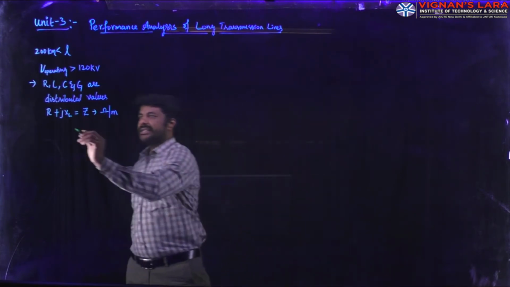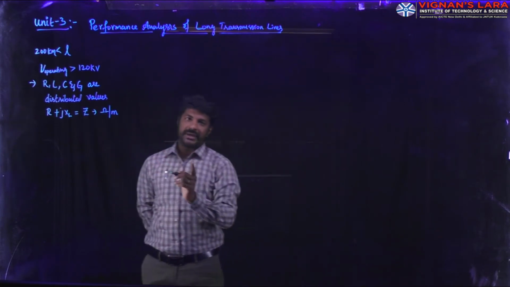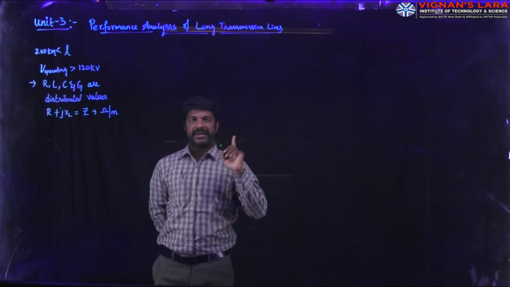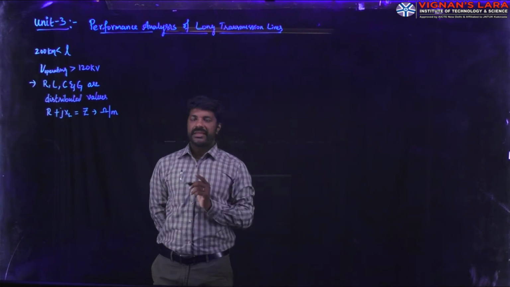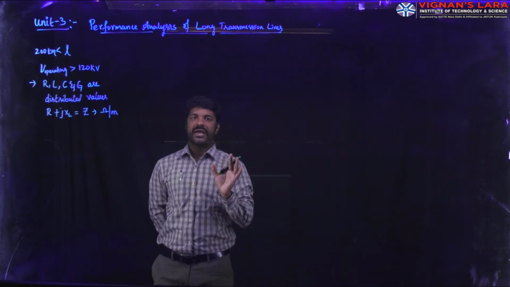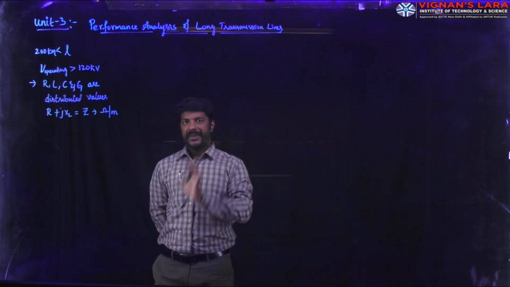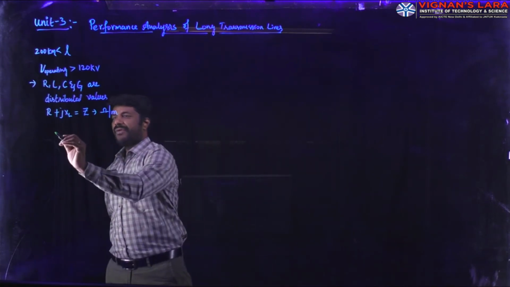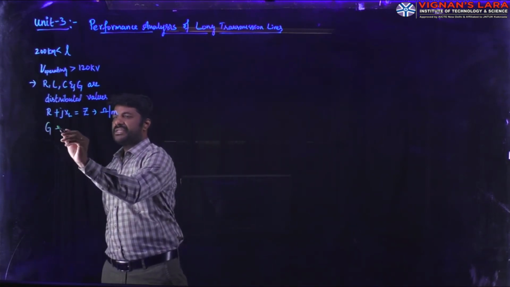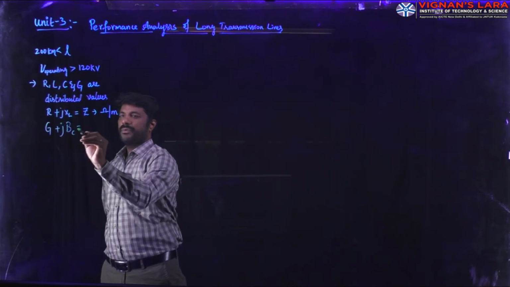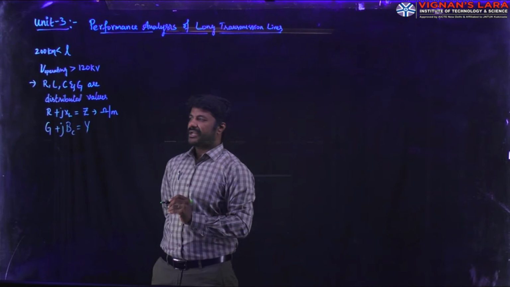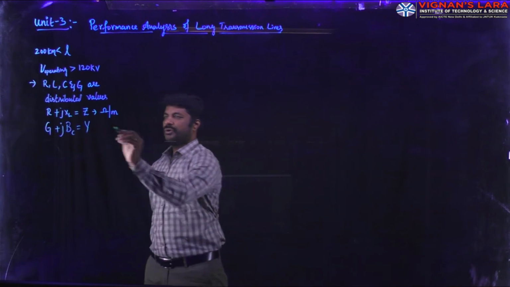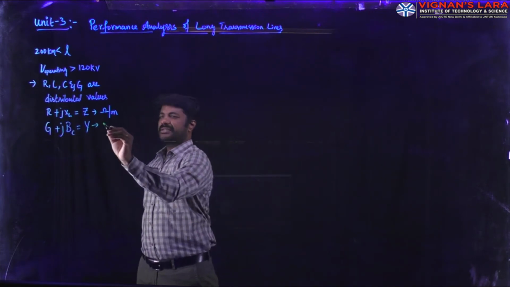And next, in the long transmission line, two more elements are present which we neglected earlier: in the short transmission line we neglected them, and for the medium transmission line we neglected the G value. But now there is no such assumption that those values are neglected. All the values should be considered for a complete analysis. That is why Y is represented as G plus jBC, which is the admittance of the transmission line shown as a shunt branch. Y is equal to G plus jBC, whose unit is mho.